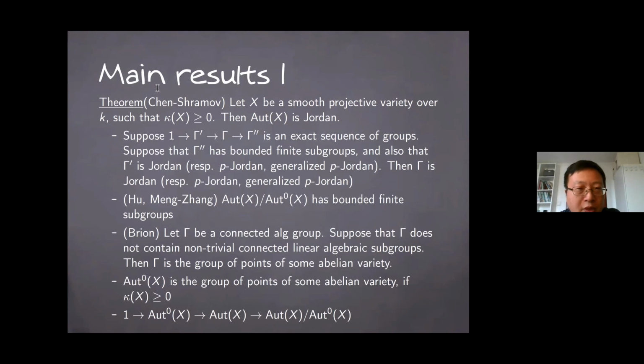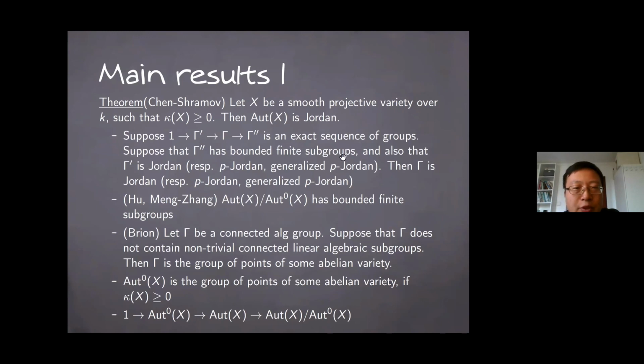Okay. So first, there is a property, or we can say a lemma, which is frequently used in the proof of this Jordan property. Suppose we have a left exact sequence, 1 to gamma prime to gamma to gamma double prime. So we actually want to prove gamma has some property like Jordan, P Jordan, or generalized P Jordan. So if we know gamma prime has this property, and gamma double prime has the property of bounded finite subgroups.